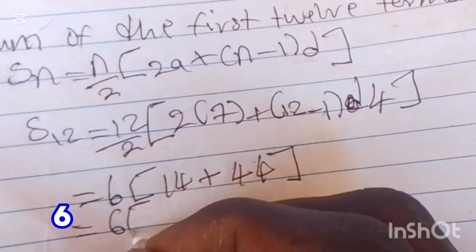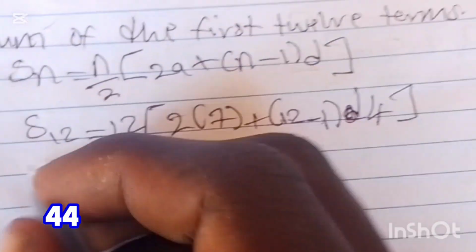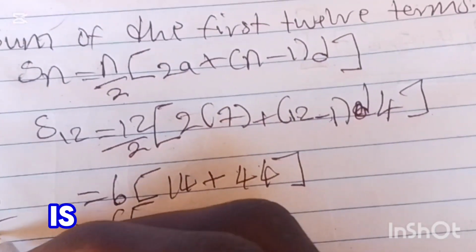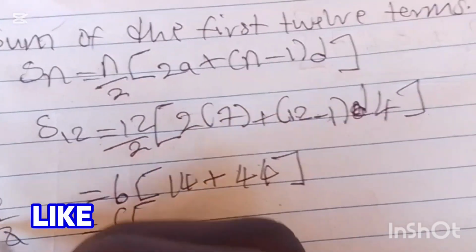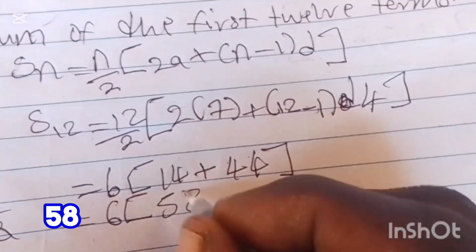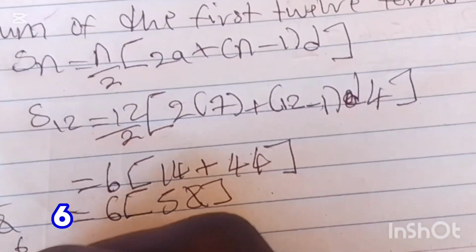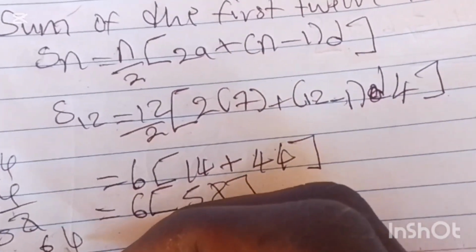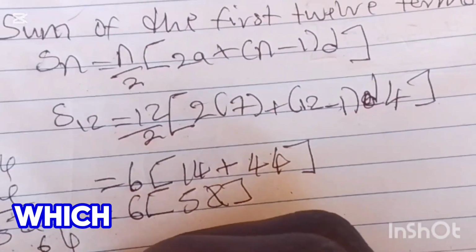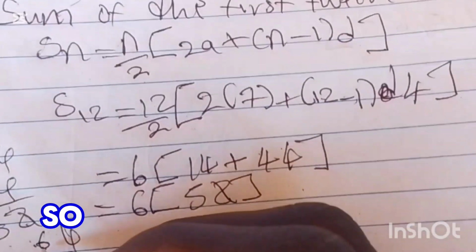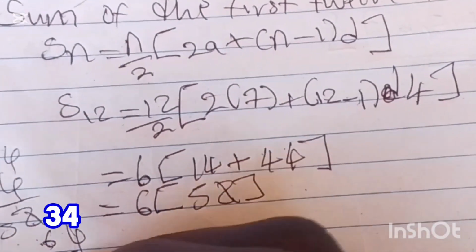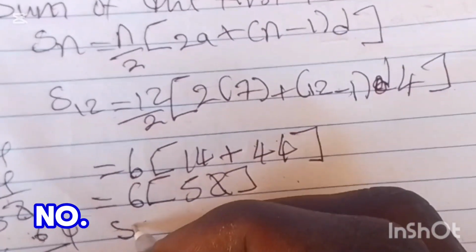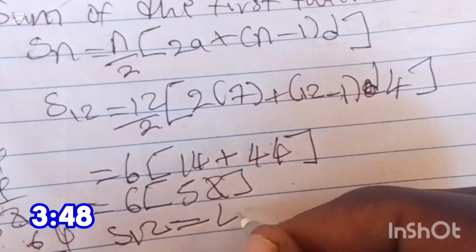So 6 open bracket 14 plus 44 close bracket. 44 plus 14 is 58. So 58 multiplied by 6: 6 multiplied by 8 is 48, and 6 multiplied by 5 is 30, which gives 348. So sum number 12 is equal to 348. So this is the answer.